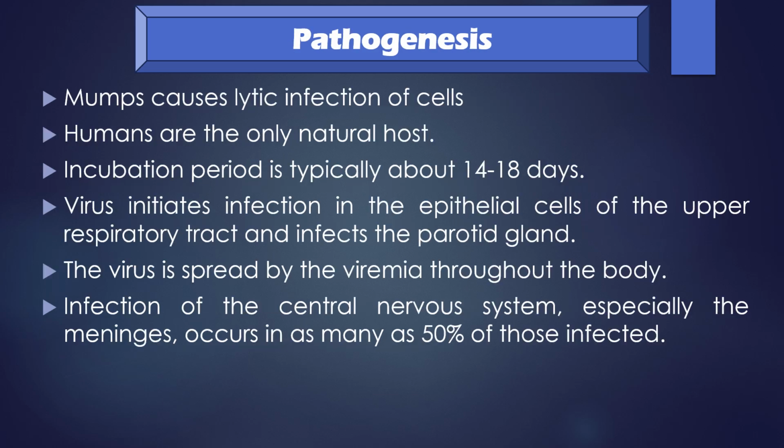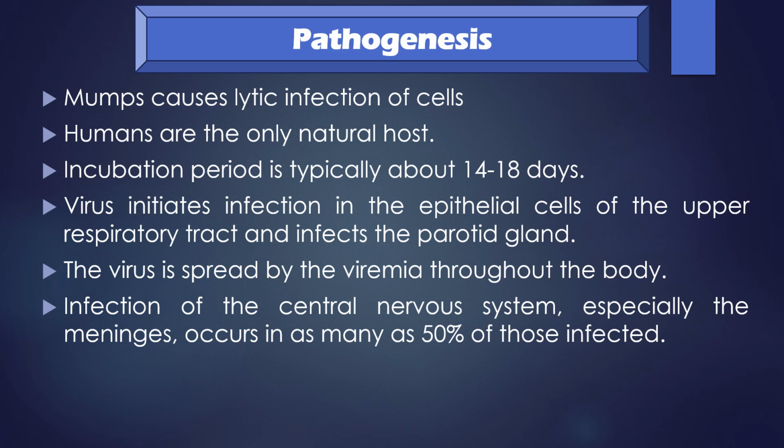Pathogenesis. Mumps virus causes a lytic infection of cells, and humans are the only natural host. Once the virus enters the respiratory tract, the infection begins. The incubation period is typically about 14 to 18 days, that is, it ranges from 2 to 4 weeks. Primary replication occurs in nasal or upper respiratory tract epithelial cells. Once viremia occurs, virus is then disseminated to target tissues such as the central nervous system and salivary glands.